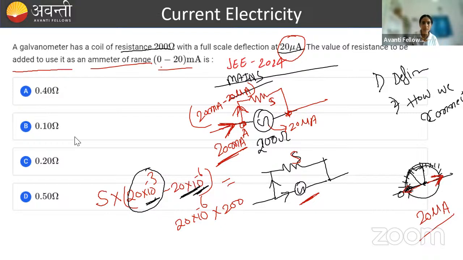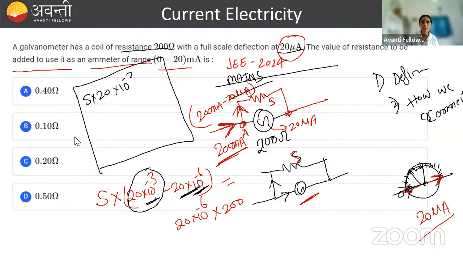What will you write? Now here you can write for the final answer: S into 20 into 10 to the power minus 3 is equal to 20 into 200 into 10 to the power minus 6. So that is your 4 into 10 to the power minus 3. Sorry, minus 3. The 20 will cancel and what you are going to get? S will be 4 by 20, so that is equal to 0.2 ohm. Okay, so the correct answer will be C.